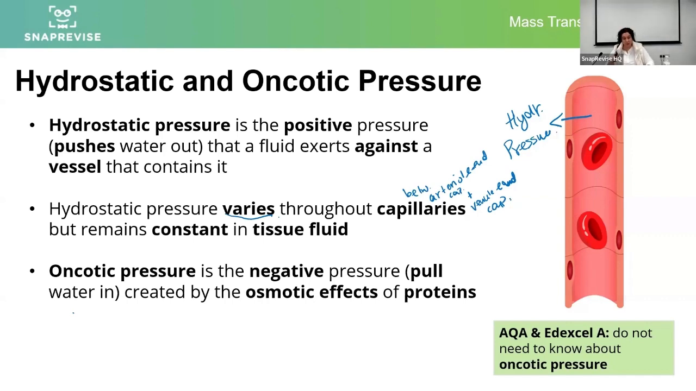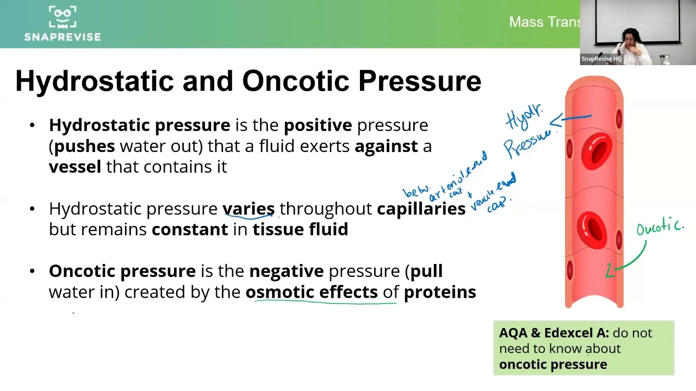What is the oncotic pressure, on the other hand? It's the negative pressure, meaning pulling water in. Just do a different color. So the oncotic pressure draws water in, and we call it pressure, but it has nothing to do with hydrostatic pressure. It's caused by the osmotic effects of solutes, in this particular case, proteins.